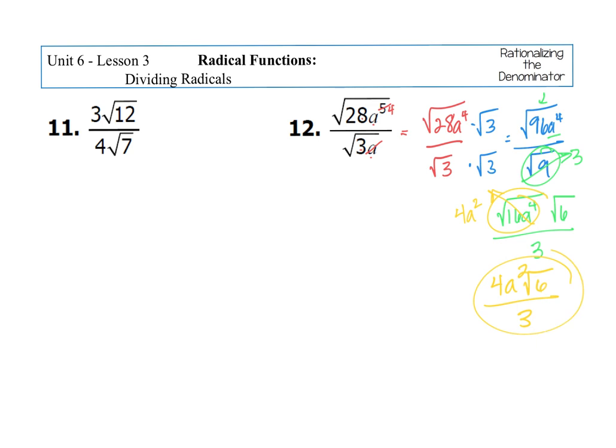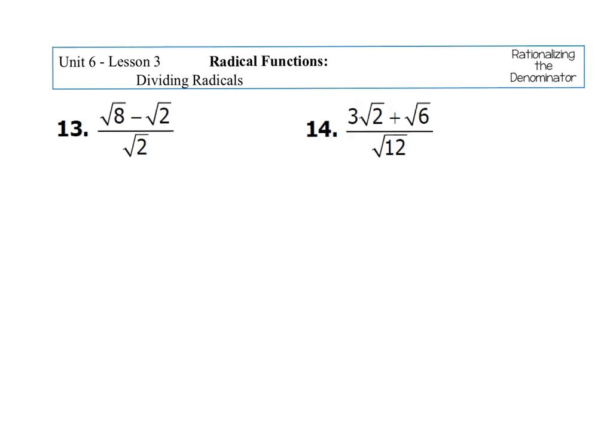Again, that is finished. On number 14, okay, we have 3 square root 2 plus the square root of 6 divided by the square root of 12. We have a binomial in the numerator. We still have a monomial in the denominator. So again, the rule is if you have a monomial in the denominator, you multiply the top and the bottom by that radical term. So we're going to multiply the numerator and the denominator by the square root of 12 over the square root of 12.